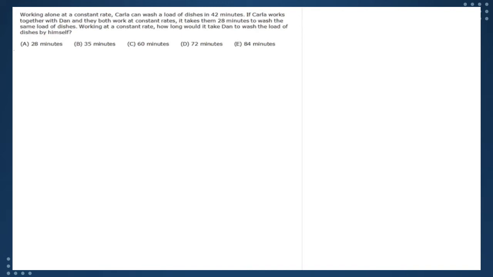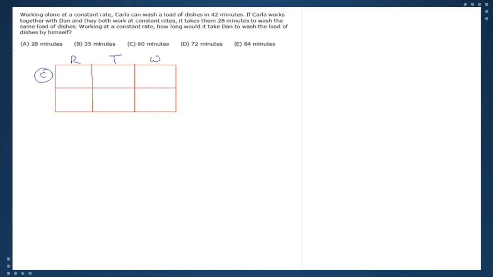So this is a really good question again because it's another variation to what you already saw. And again, if you use combined rate here instead of combined work, it's not the end of the world. Again, you just want to make sure you have a process and a process that works. So we have rate, time, work. We have Carla. We have Dan. Now Carla's rate is 1/42. Dan's rate is unknown because it doesn't give us his rate.